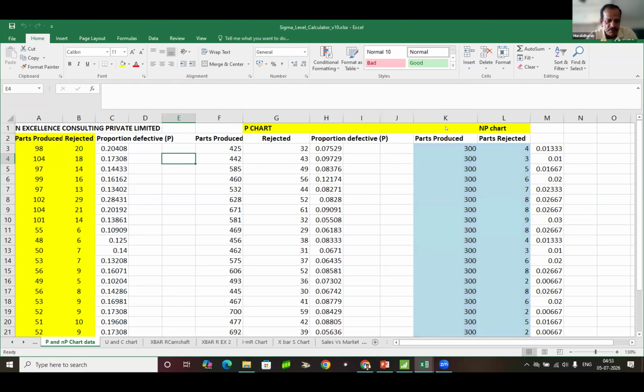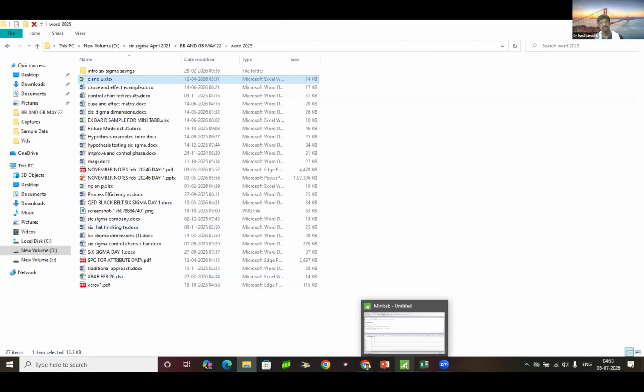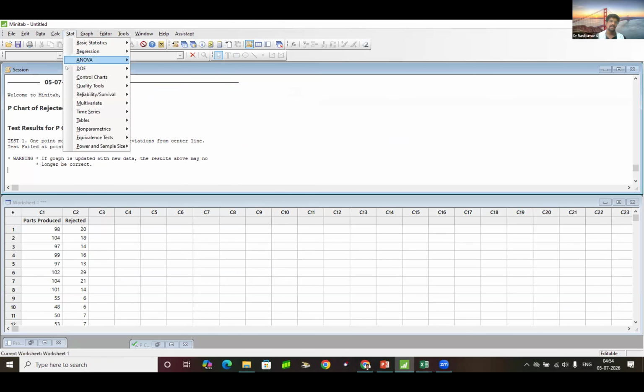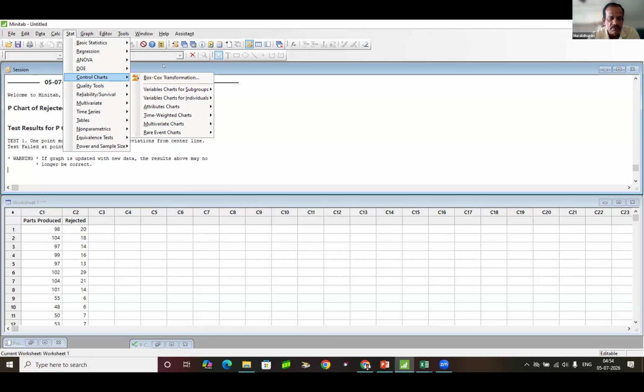One minute, copied. I'm pasting it in Minitab, and you could generate the chart. Yes, copied, sir. Then you have to go for Stat. Then click on Quality Tools, sir. Not quality tools, Control Charts. Then the fourth link, Attribute Charts.